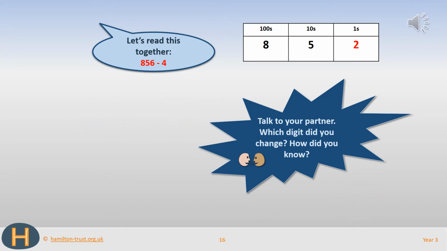So when we subtract 4 from 856, it is the ones column that is changing. To begin with, I had 6 in the ones column. When I subtract 4, I'm left with 2.